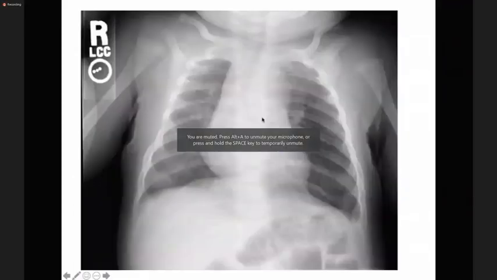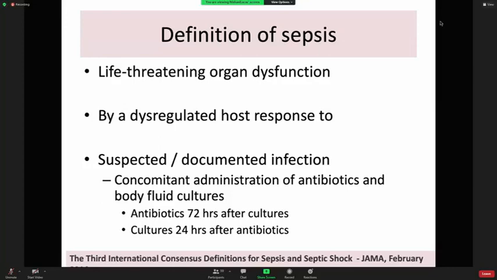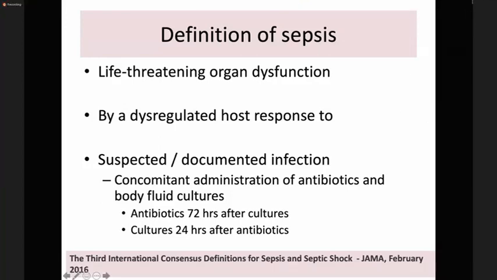Here you can see a chest x-ray with some haziness on the right side more than the left side, which is suggestive of a congenital pneumonia. So that is a feature of an early infection but invasive, which we mentioned the commonest is pneumonia.